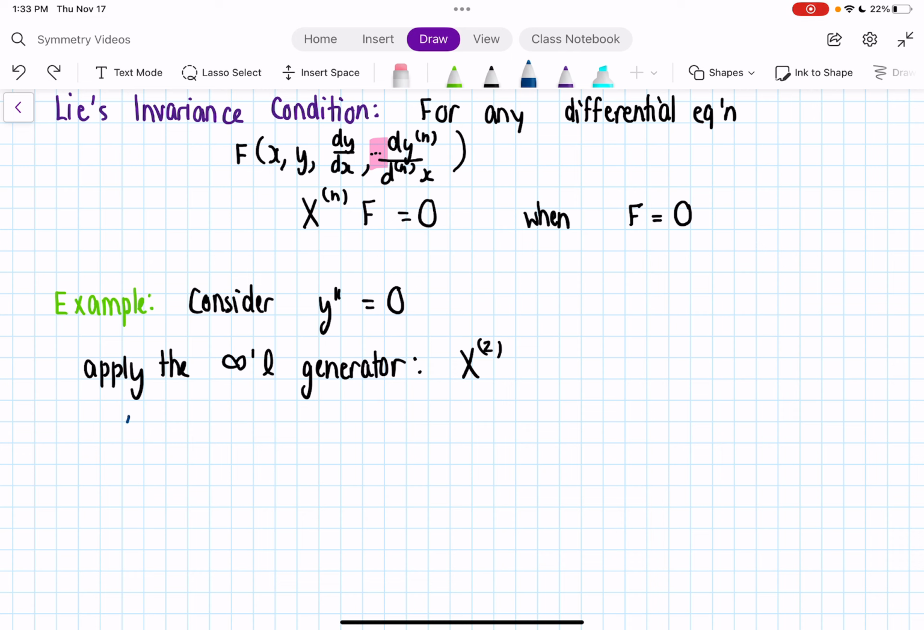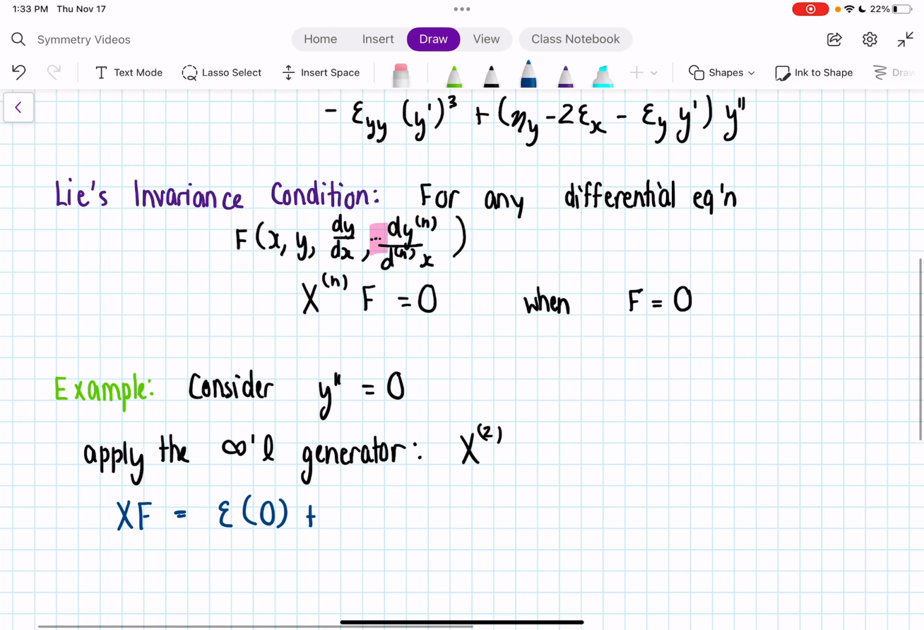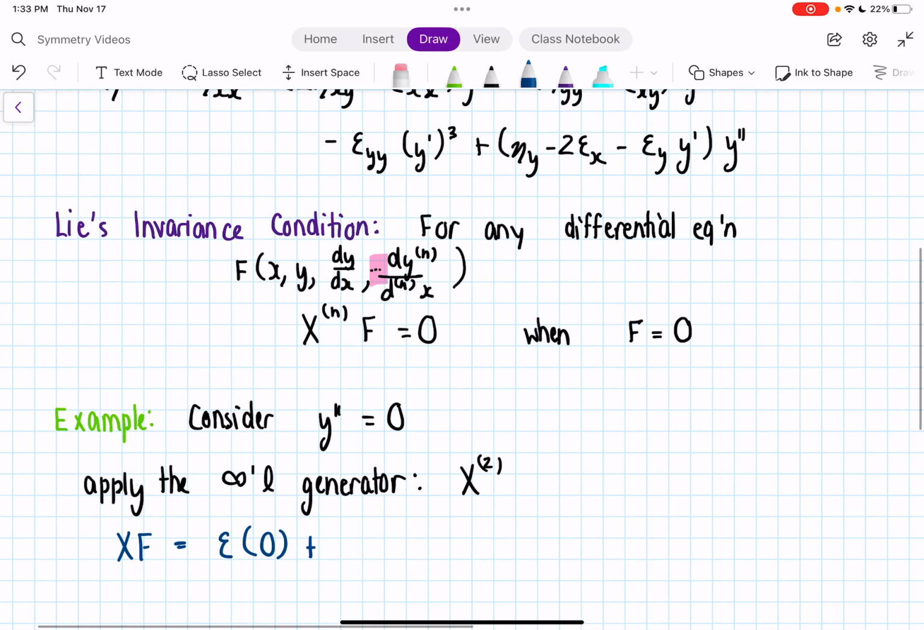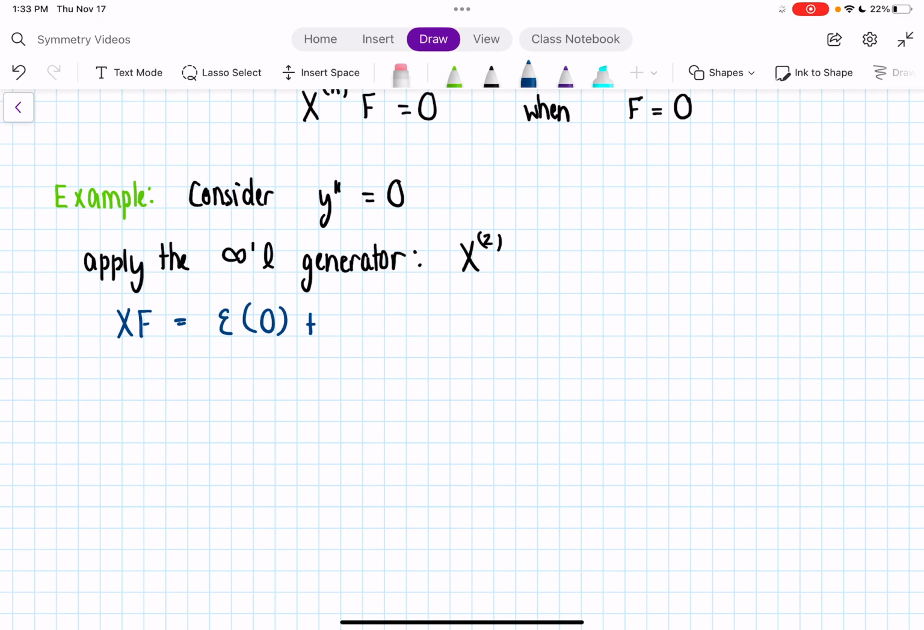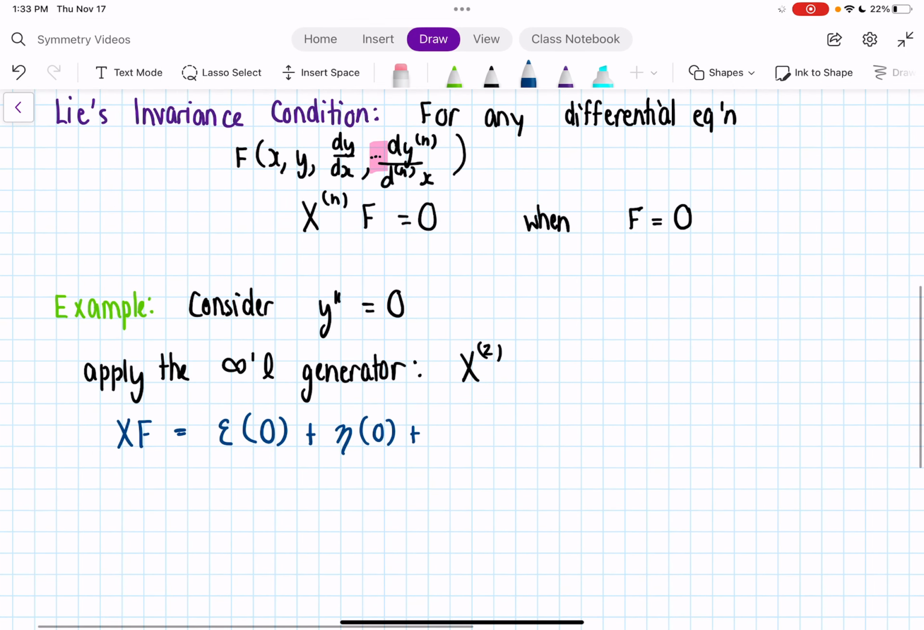is, and I'm going to start writing this here. So we're going to have xi times 0. Then we have to take eta times partial derivative in terms of y, but we don't have any of that either. So it's going to be eta times 0. Then it's the first prolongation times the partial derivative in terms of the first derivative of y. But there isn't any first derivative of y in here either. So I don't have any y primes. It's just y double prime.